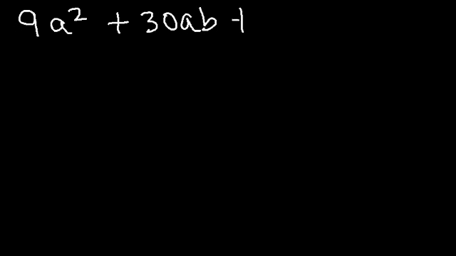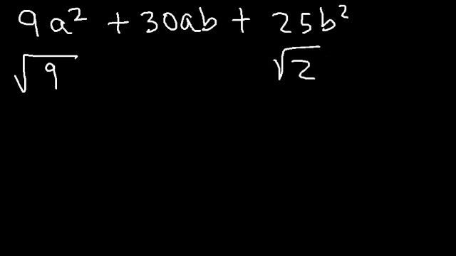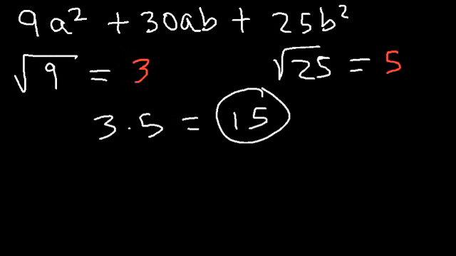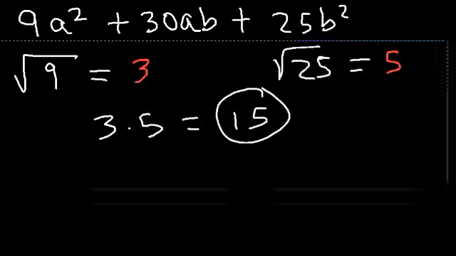Let's say we have the expression 9a squared plus 30ab plus 25b squared. Is this expression a perfect square trinomial? Well, let's find out. What is the square root of 9 and the square root of 25? The square root of 9 is 3, and the square root of 25 is 5. And 3 times 5 is 15. And notice that 15 is half of 30, which means that this is indeed a perfect square trinomial.